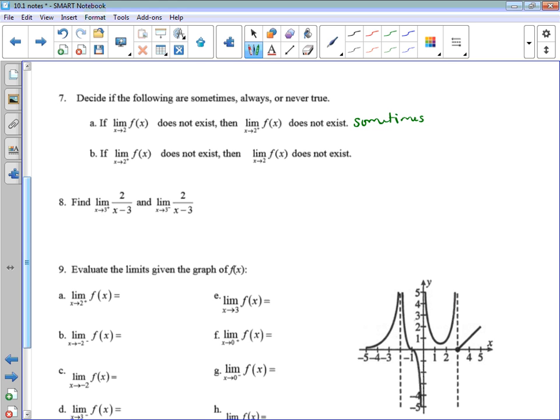What about letter B? If the limit from the right does not exist, then the limit does not exist. Always. Okay, good. So the limit as x approaches 2 does not exist. So I could have something like, okay, right? There's my graph. So the overall limit doesn't. Does the limit from the right exist? Yes. Okay. What if I had... Does the overall... Yeah, that's okay.